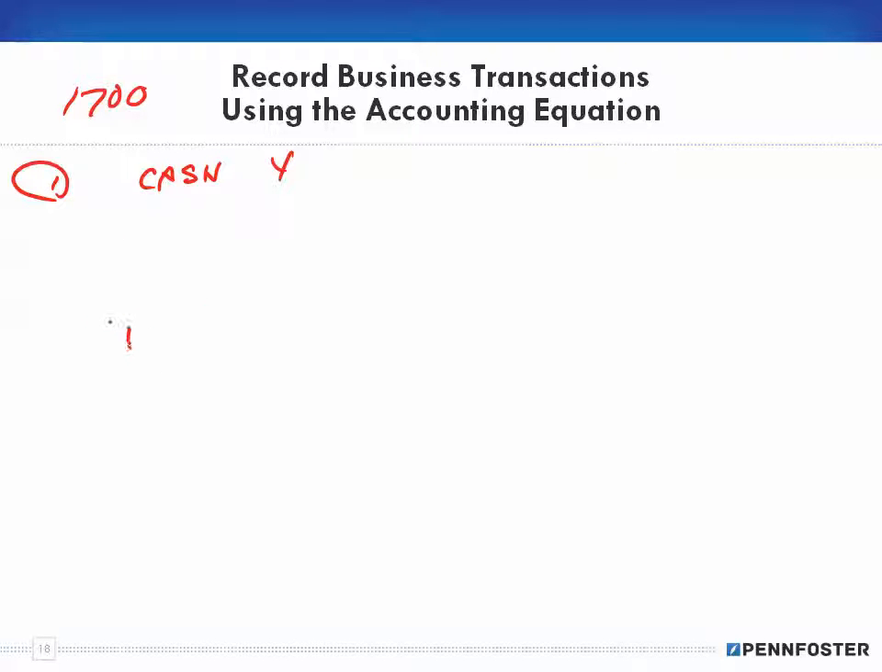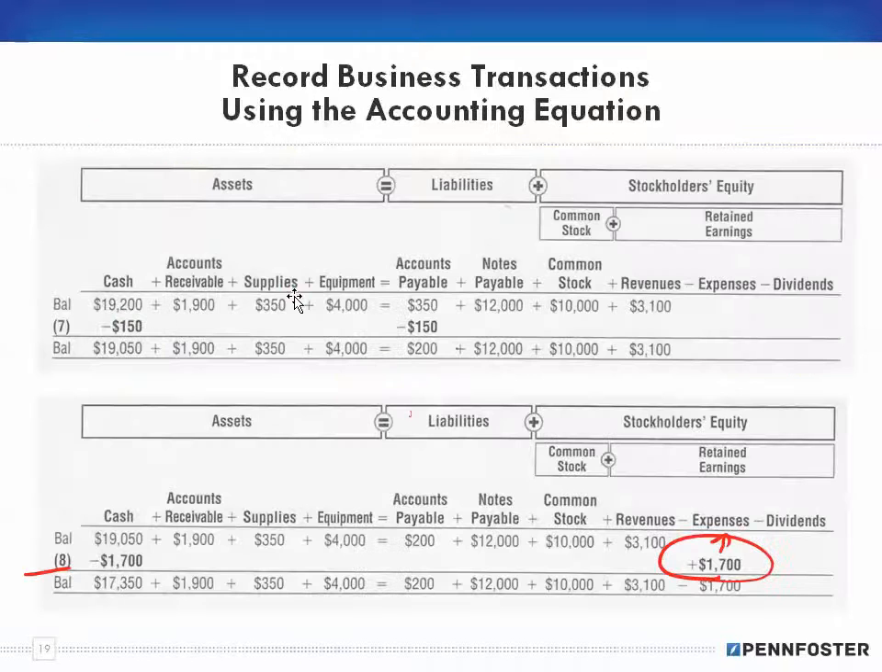So I'm going to have a debit and I'm going to have a credit, right? And I'm affecting cash, but what's happening to my cash? My cash is decreasing. So I know that I have to credit my cash account in the amount of $1,700. Well, if debits must equal credits and I'm crediting cash for $1,700, that means I have to debit something else for $1,700. And in this case here, the transaction is telling me that it's an expense.